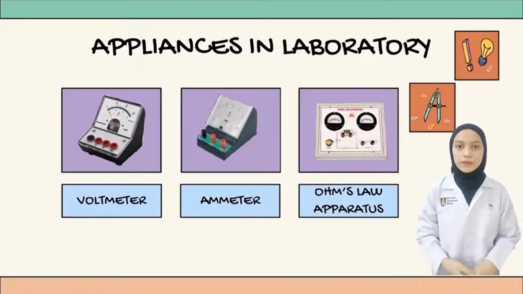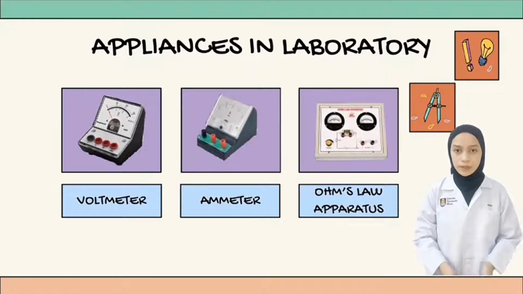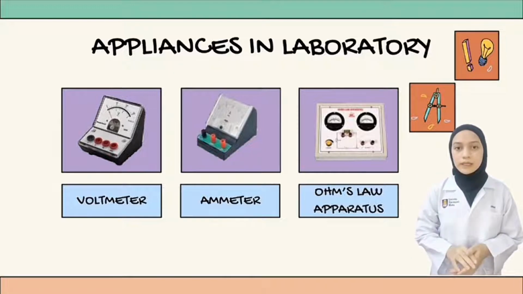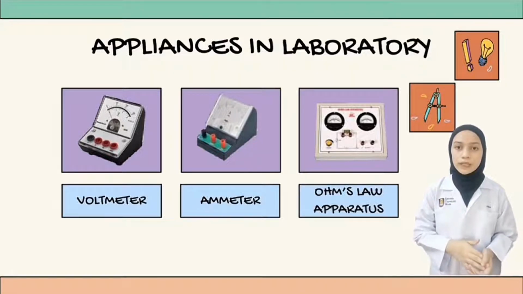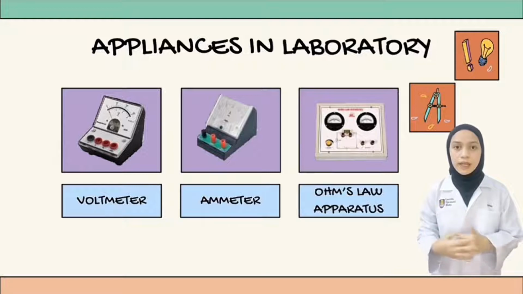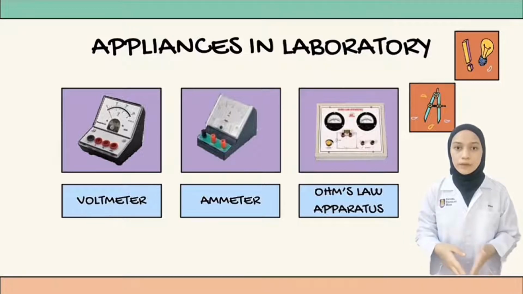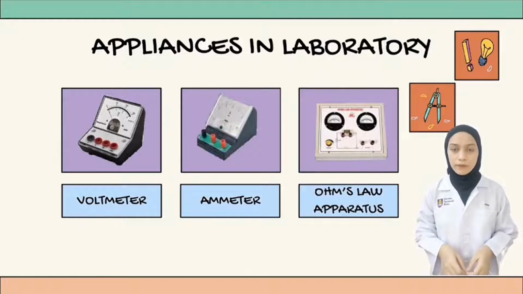Now I will introduce you to some appliances that are commonly used in a physics laboratory. First things first, it is a voltmeter. A voltmeter is used to measure the electrical potential difference between 2 points in an electric circuit. There are two types of voltmeter, which are analog and digital. An analog voltmeter moves a pointer across a scale in proportion to the voltage of the circuit, while a digital voltmeter gives a numerical display of voltage.